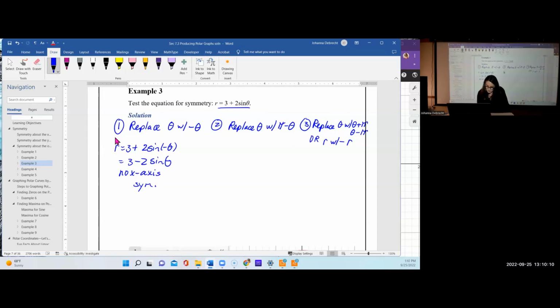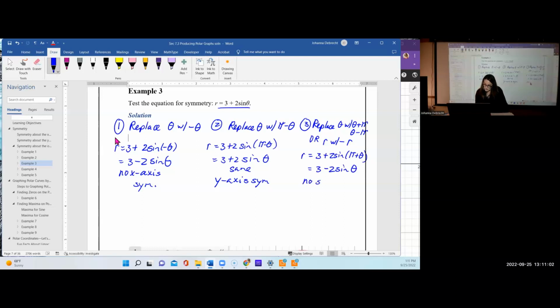Then we can check with the supplementary angle, but it turns out that sine has the same value as its supplementary angle. So this turns out to be 3 plus 2 sine of theta again, which is the same as the original equation. So we do have y-axis symmetry. Now, when we replace theta with theta plus pi, we're switching all the way across into the opposite quadrant. So that means that we go from 1 to 3 or 3 to 1, or 2 to 4 or 4 to 2. And when we do that, this is going to give us 3 minus 2 sine of theta, which is not the original. So we have no symmetry about the pole. So this one only has y-axis symmetry, which will be along that pi over 2, 3 pi over 2 line.